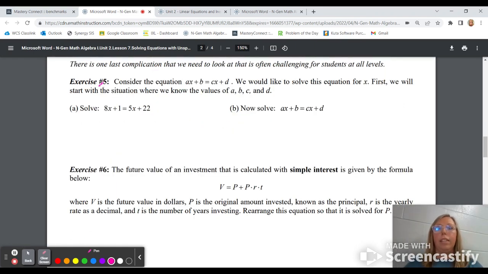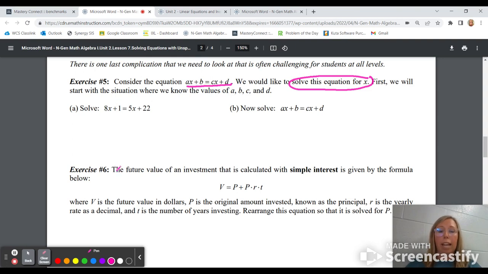All right, so exercise 5 and exercise 6 deal with this one last complication that's usually challenging for students to address when it comes to solving for a variable. So you're given this equation, ax plus b equals cx plus d. We're going to solve this equation for x. And then obviously the first one is like we did earlier, where it's a basic equation that you're used to, and then we're going to apply those same steps to the literal equation over here.